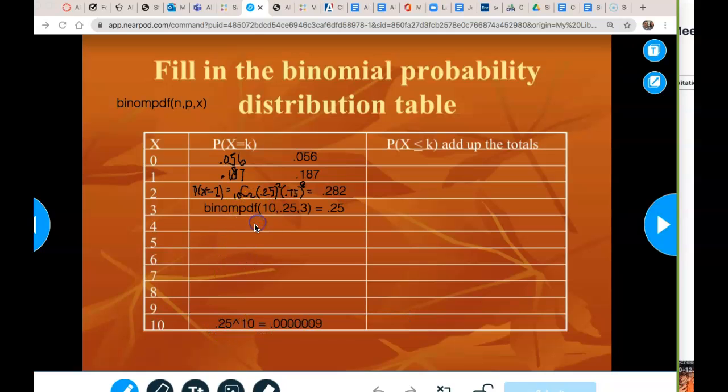So we want to find all these probabilities. Probability of 4, 5, 6, 7, 8, and 9. This is called a binomial probability distribution table. I can complete the table in my list. Okay, so this is a really cool shortcut for a binomial probability distribution table.